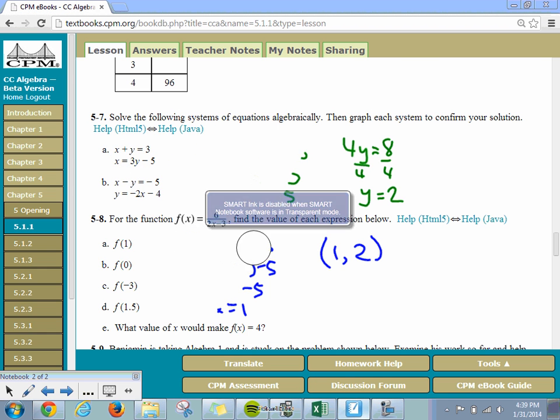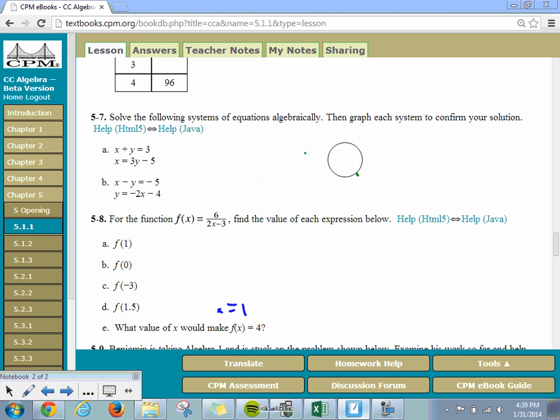B is very similar. We're going to solve our system of equations using substitution. And we'll verify by plotting the points and seeing that they do intersect at a specific point. In part B, you should get an answer of x equals -3 and y equals 2. So our intersection point is -3, 2, which you can check by graphing those equations. If you have any questions about that one, please feel free to come and see me. Moving on.